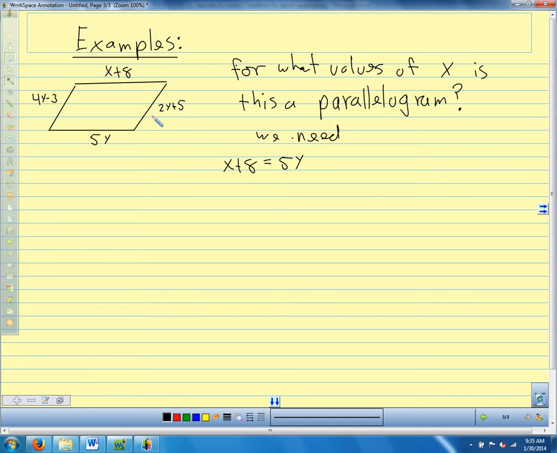And we need these two to be the same. So 4y minus 3 equal to 2y plus 5. So we have these two equations. We have the variables x and y. How are we going to proceed here?